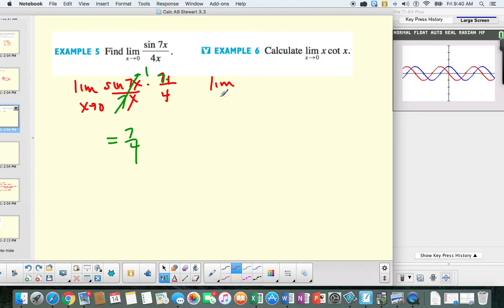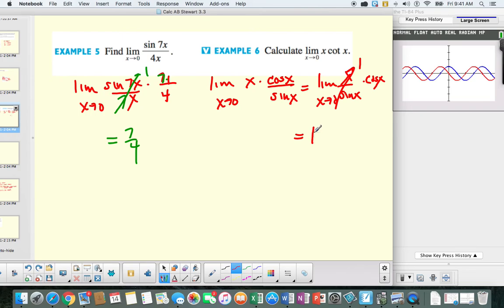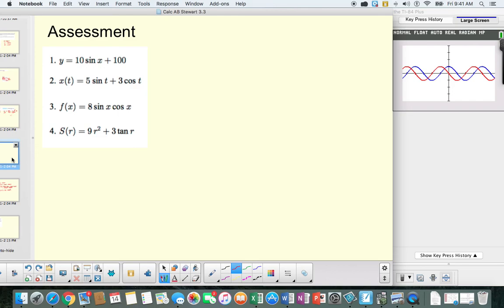Let's take a look at the limit as x approaches 0 of x times cosine x over sine of x. I can rearrange and have x over sine of x times cosine x. I know that this is going to go to 1, and as x approaches 0, this will be 1. Your turn. Go ahead and stop the screencast, try these problems, and I will go ahead and show you the answers.